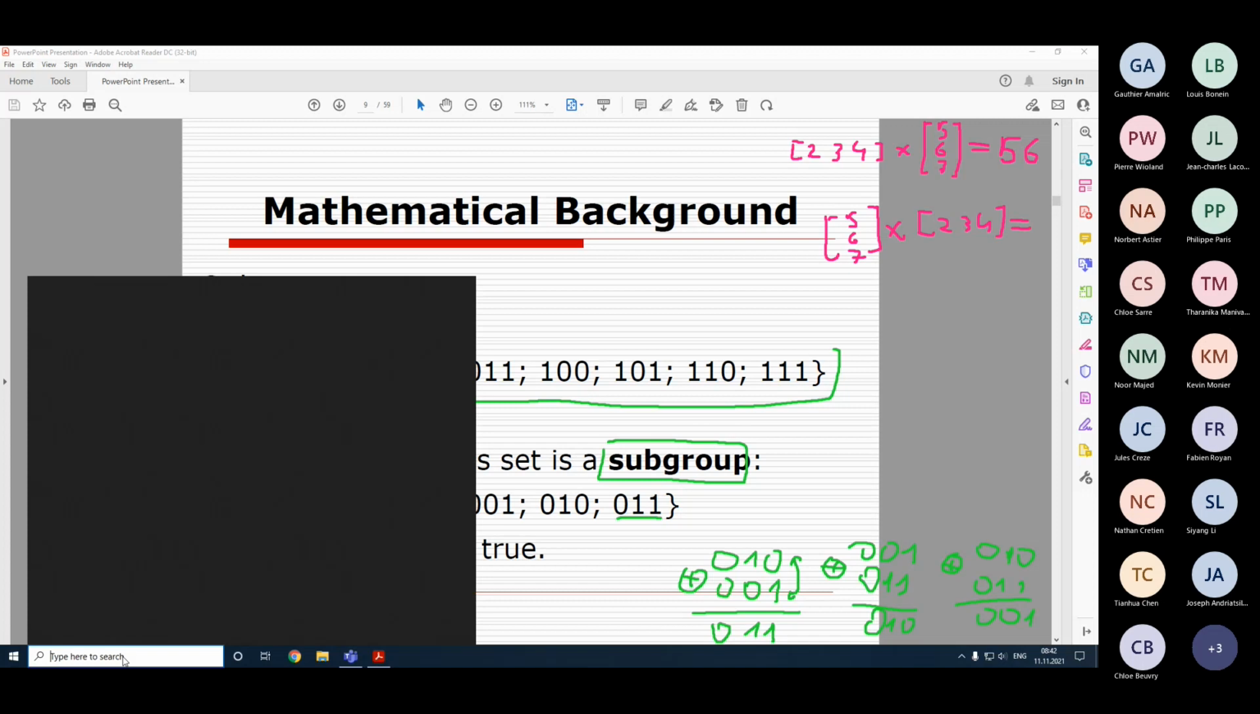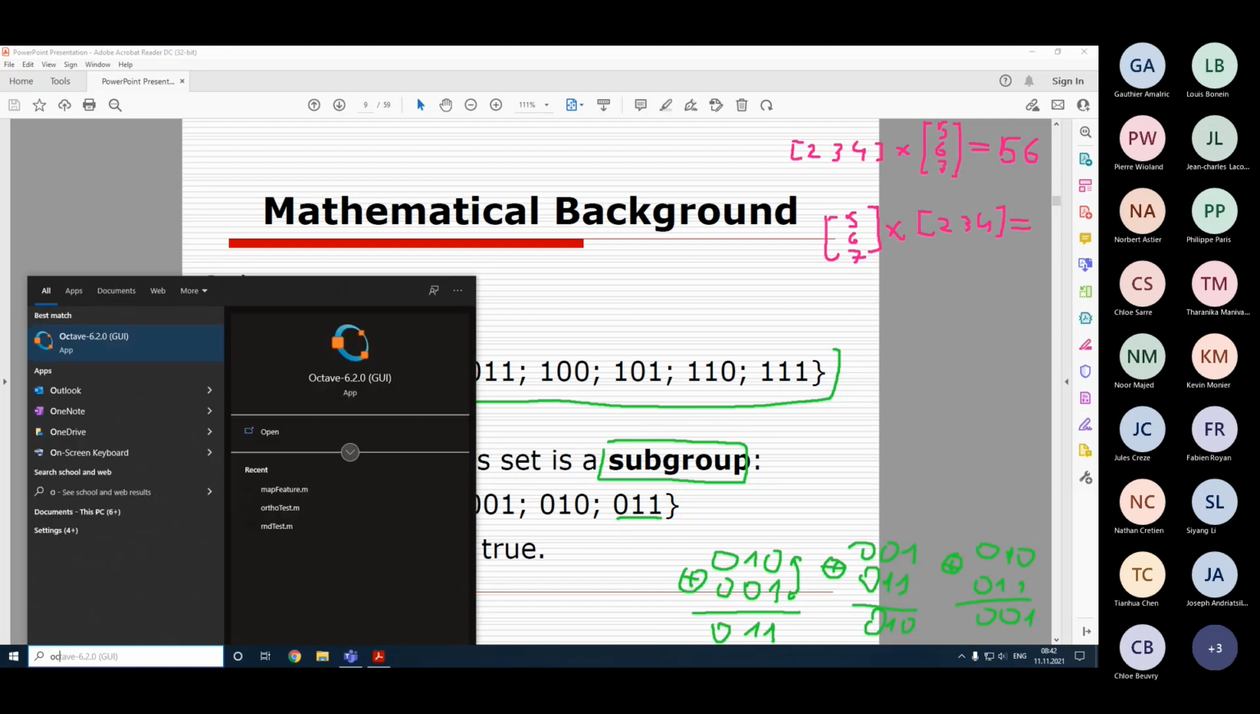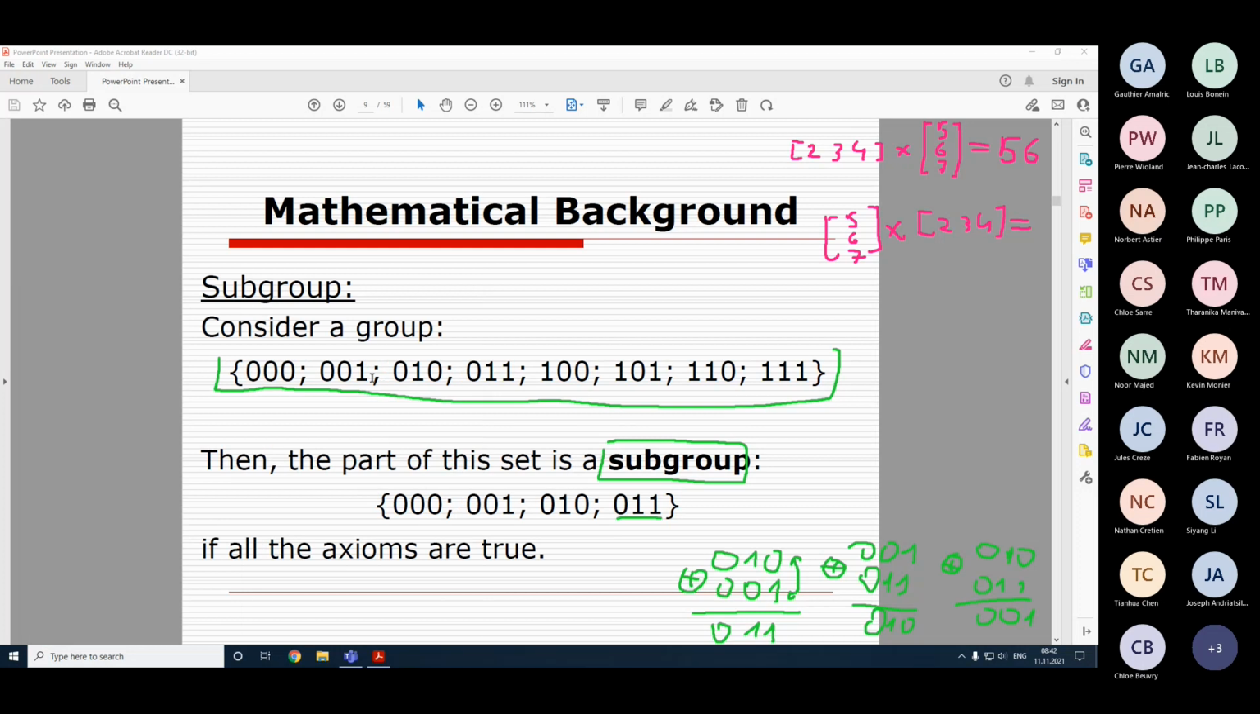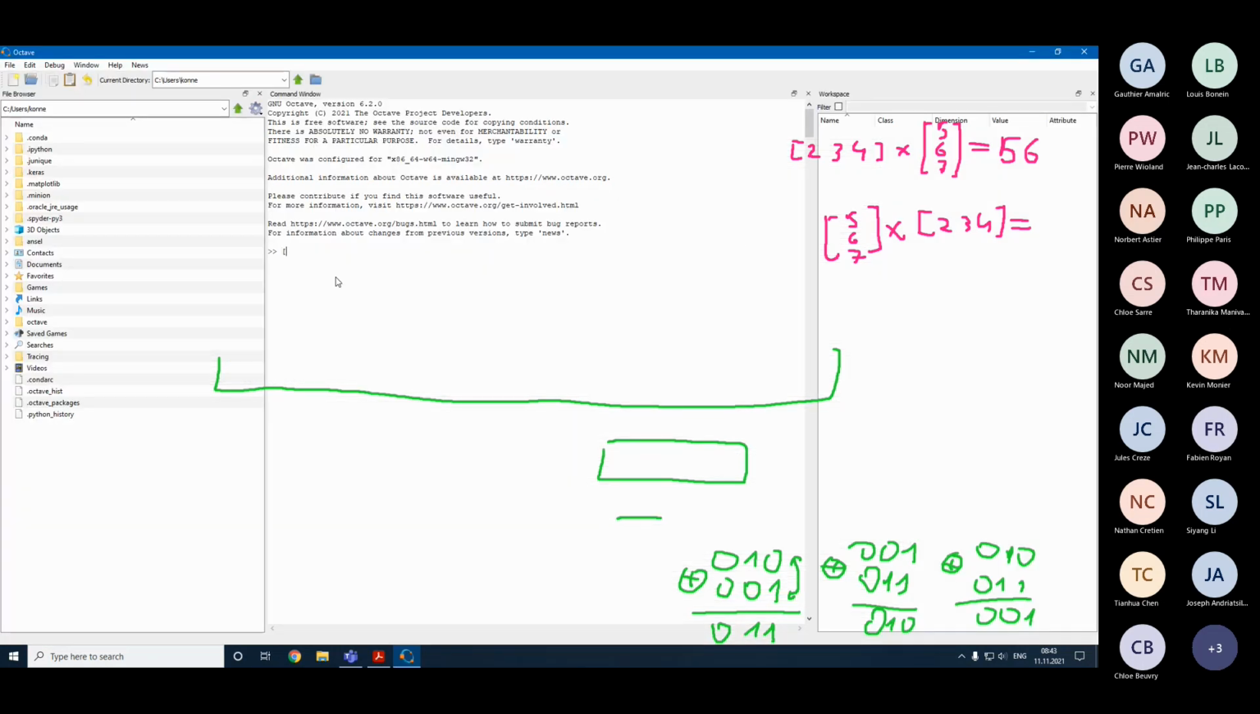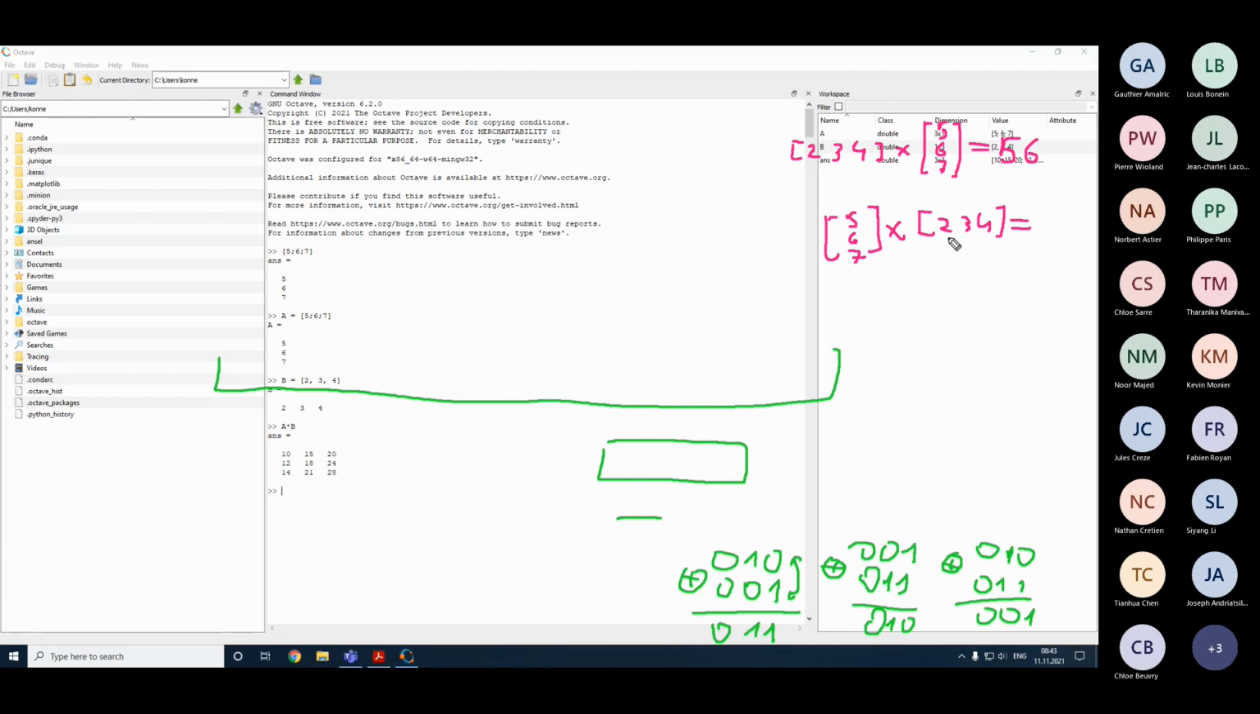Yes. Now, let us launch Octave. It will be faster. So A would be 5, 6, 7 as a column. B would be 2, 3, and 4 as a row. And if we multiply A with B, we get an entire matrix. Yes. The answer will be different. And this means that matrix multiplication is not an associative operation. Yes. So this is an example that it doesn't mean it's always automatically associative.